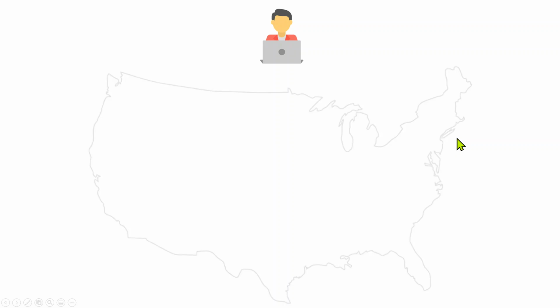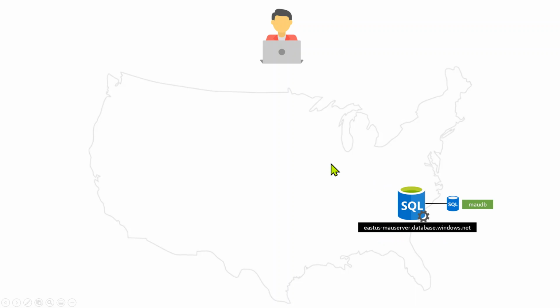Let's suppose we are running our deployment in the United States. The first thing that we need to do is to create a SQL server in one of our regions. For this example, we are going to use East US, and we are going to assign this name to our server, eastus-mouseserver.database.windows.net. Here, we are going to create an example database called MouDB.